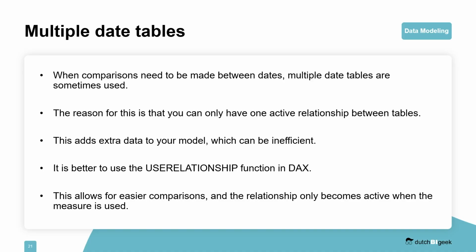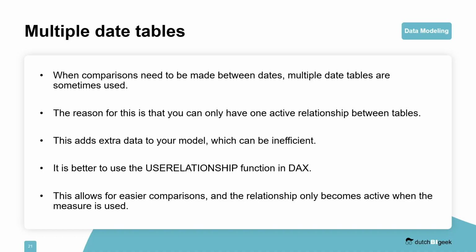If you have multiple date columns in your fact table and you create relationships between that fact table and the dimension date, you have multiple relationships, but only one relationship is active. If all the relationships are active, you also have an ambiguous data model. And if you have multiple date tables, you add extra data to your model. And I've shown you in the presentation that if you have repeating information that is not necessary, don't duplicate data in your model.